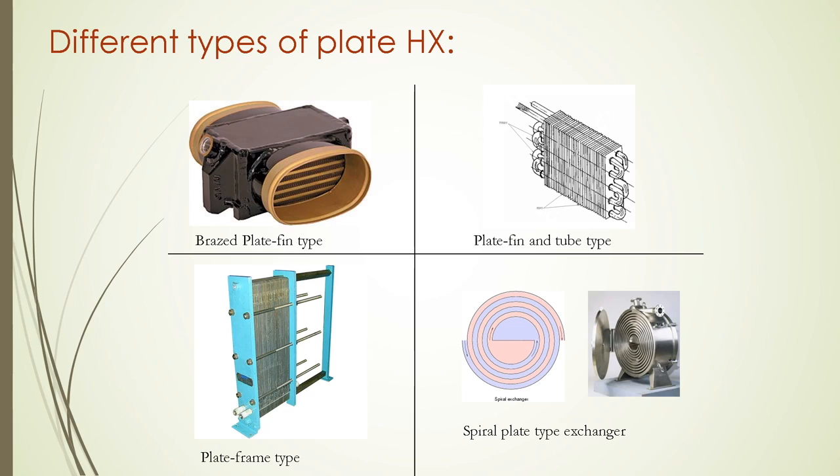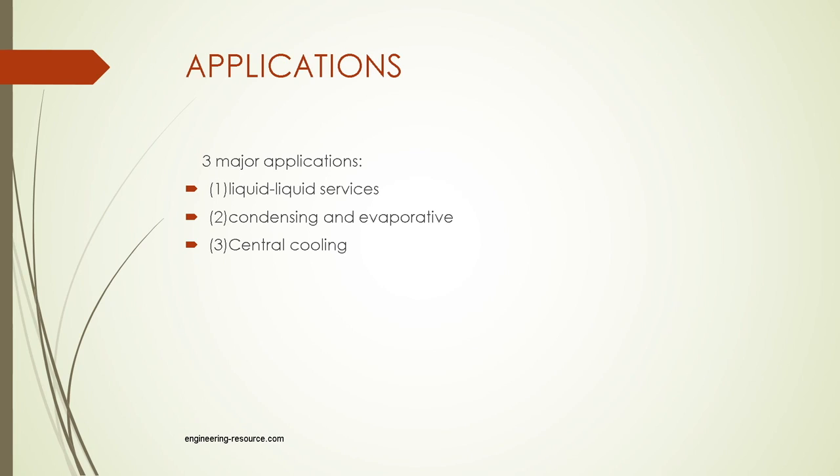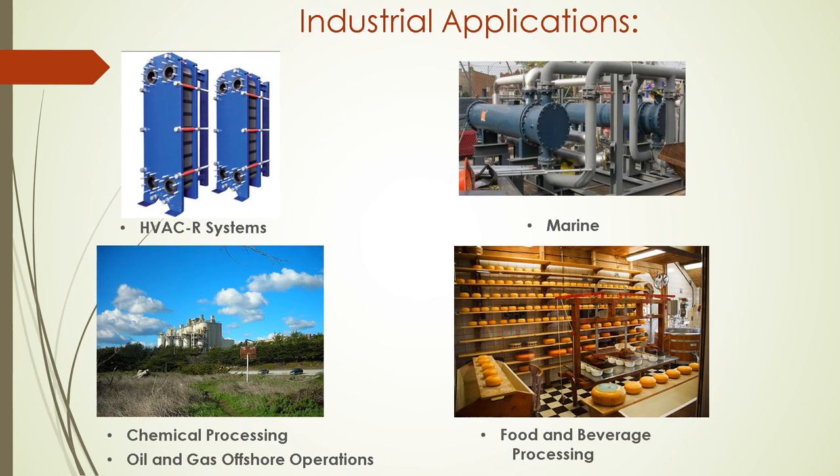Lastly, spiral plate heat exchangers are exchangers made of two concentric channels on which spacer pins are welded to form the channel's gaps. Each channel gap and the width of the channel are selected to meet a specific requirement and working condition. All plate heat exchangers listed above have three major applications: liquid-to-liquid services, condensing and evaporative, and central cooling. Plate and frame heat exchangers are used for a number of HVAC applications.